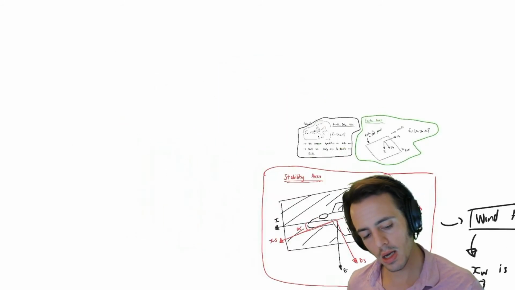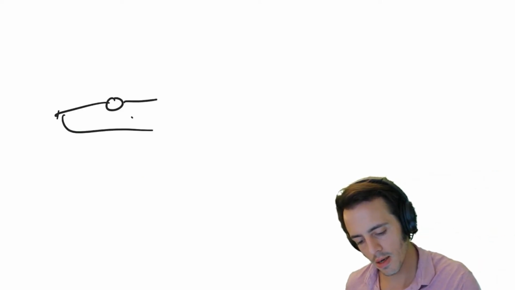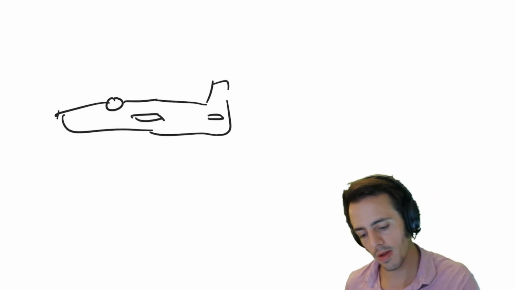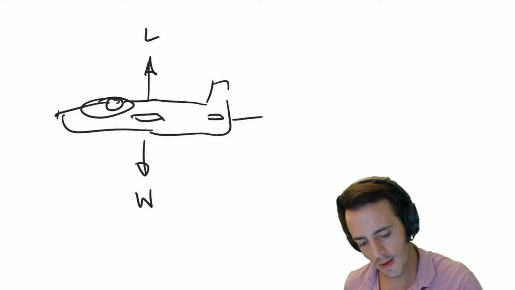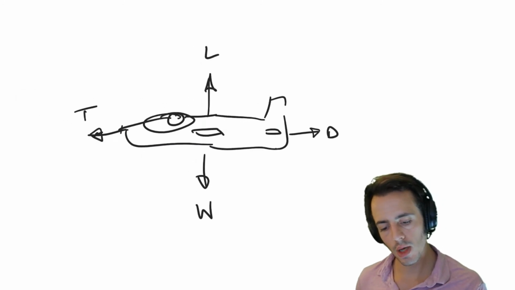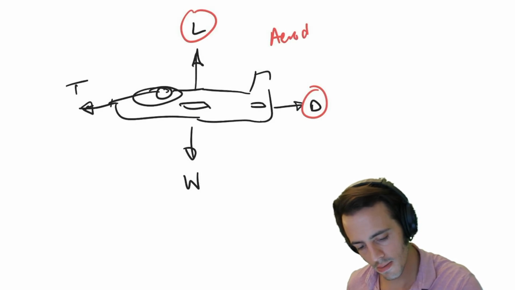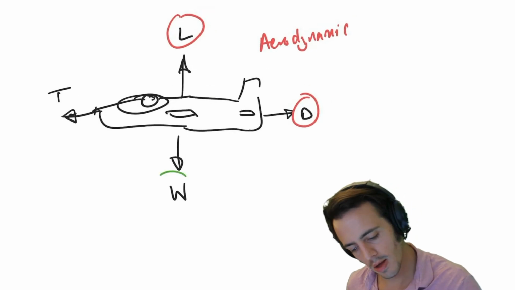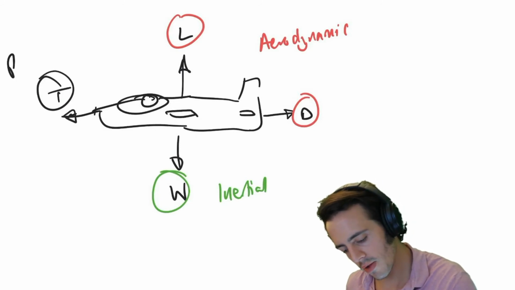Back in module 1, if we had our two-dimensional aircraft, this might be the worst aircraft I've ever drawn here, but for the purposes of performance, we had lift, weight, drag, and thrust. And we separate these down. We said that these two are aerodynamic. This one is inertial. And this one is propulsive.